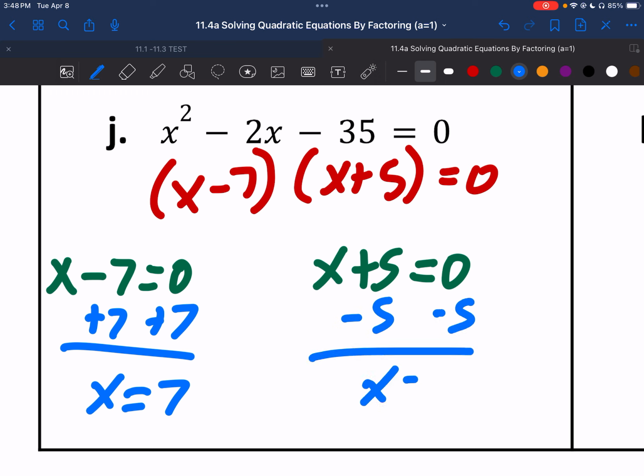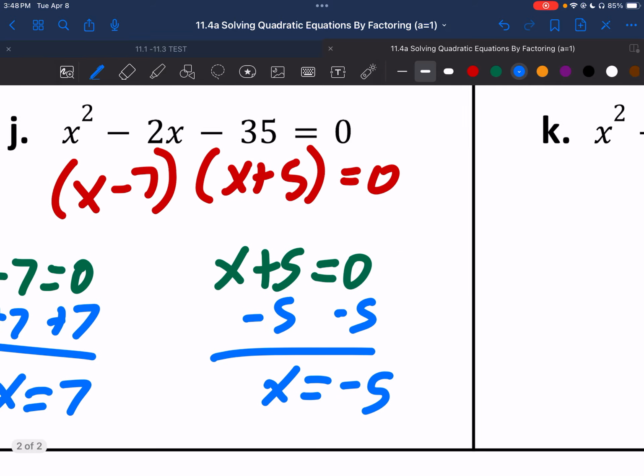Now, why do I say it could be? Well, because you need to look at context. Depending on the context of the situation, a positive answer could be more appropriate. A negative answer could be more appropriate. Both answers could be appropriate. It all depends on the context of the situation that you're given. And when you're just given a naked equation, you don't have that context, so you're going to list them both.